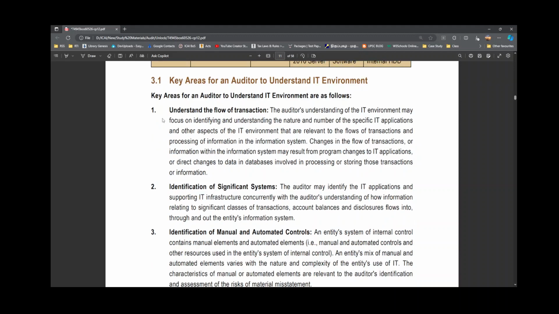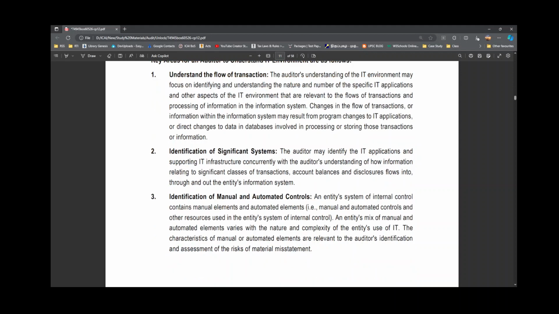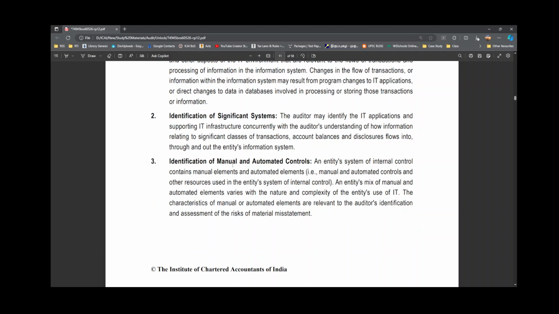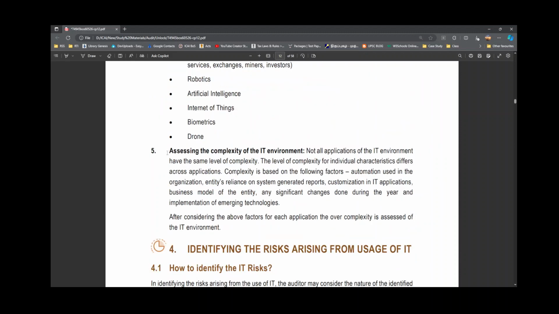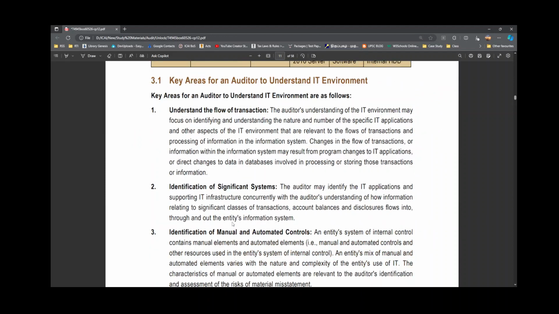To understand the IT environment, the key areas of audit are: understanding the IT environment and users, understanding the flow of transactions, identifying significant systems, identification of manual and automated controls, identification of technology used, and assessing the complexity of the IT environment. These are the five things you need to see.